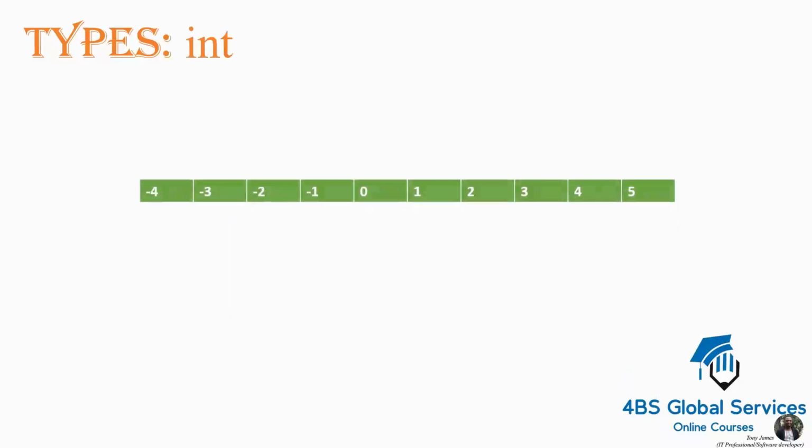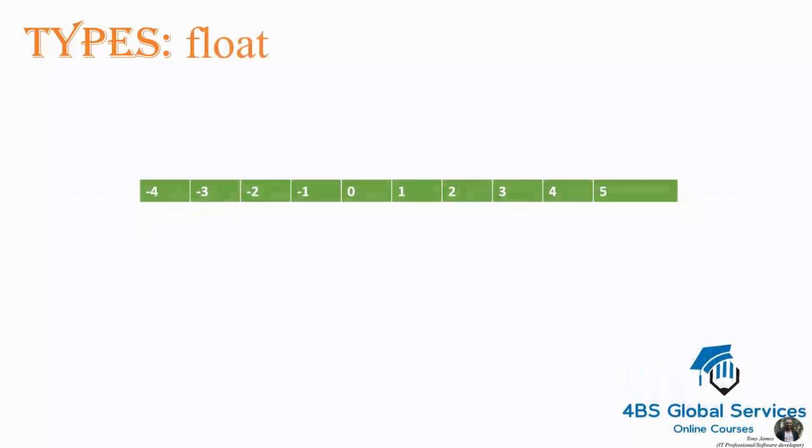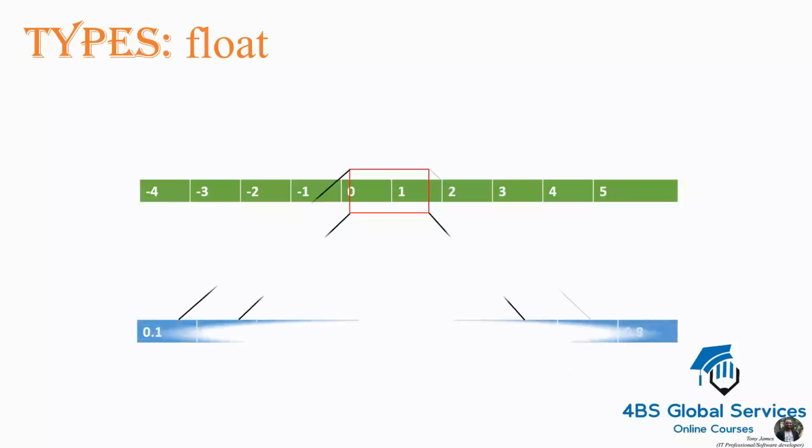Here are some integers. Integers can be negative or positive. Be aware that there is a finite range of integers, but it is quite large. Floats are real numbers. They include the integers but also numbers in between the integers. Consider the numbers between 0 and 1. We can select numbers in between them.